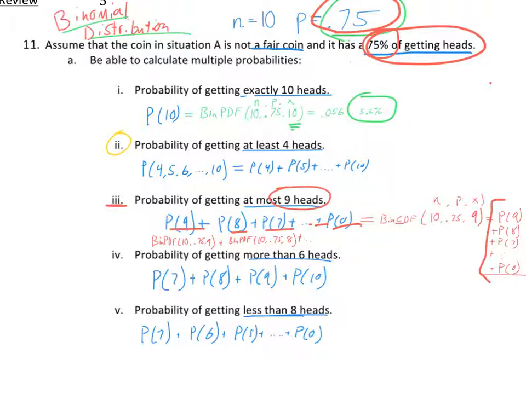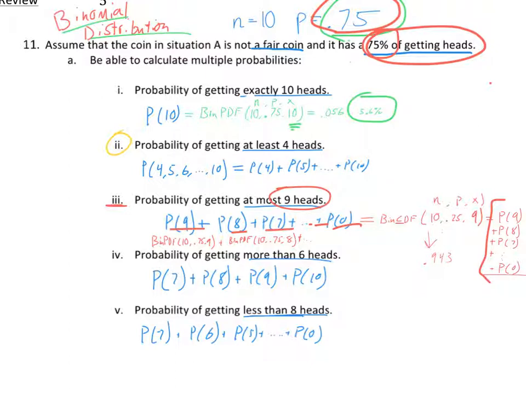And sure enough, the mathematics aligns with that as well, because when I type this into the calculator, my answer ends up being 0.943. That's a pretty good calculation, a 94% chance I'm going to get at most 9 heads.